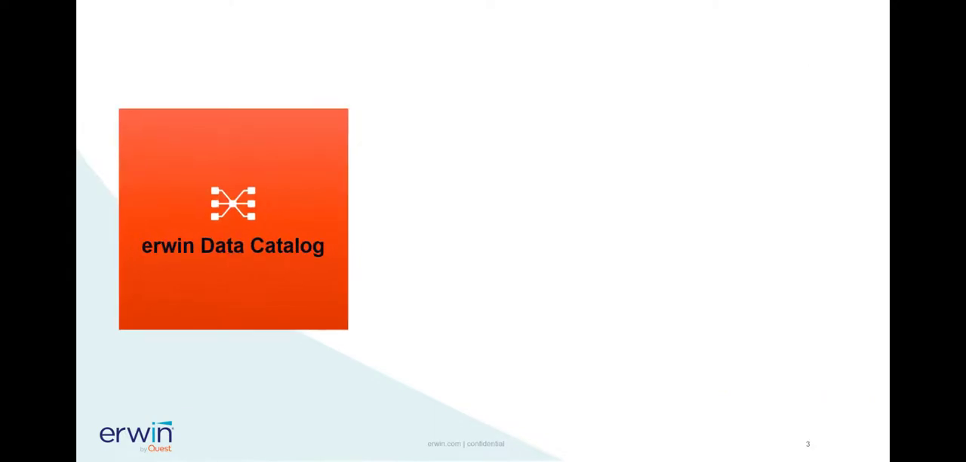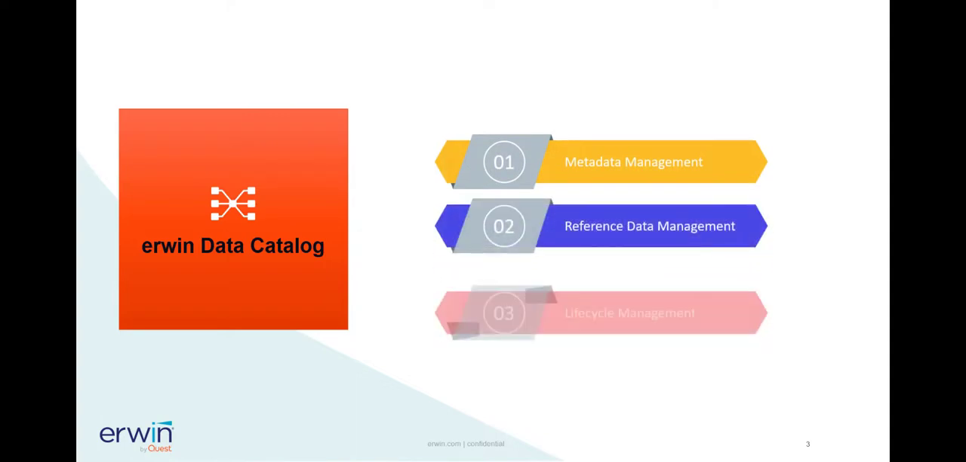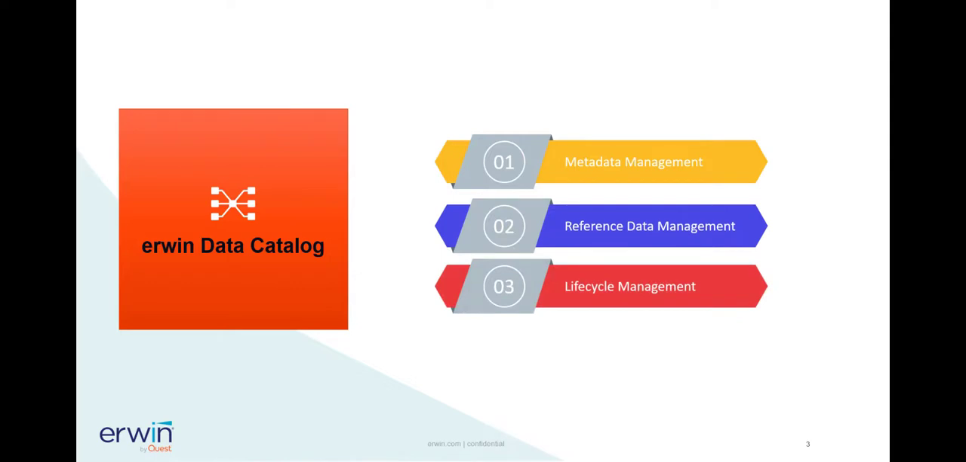The Data Catalog has three major offerings within it: metadata management, reference data management, as well as lifecycle management. We can talk about reference data and lifecycle in a later session, but today's emphasis is again on the core competency, which is the metadata management.